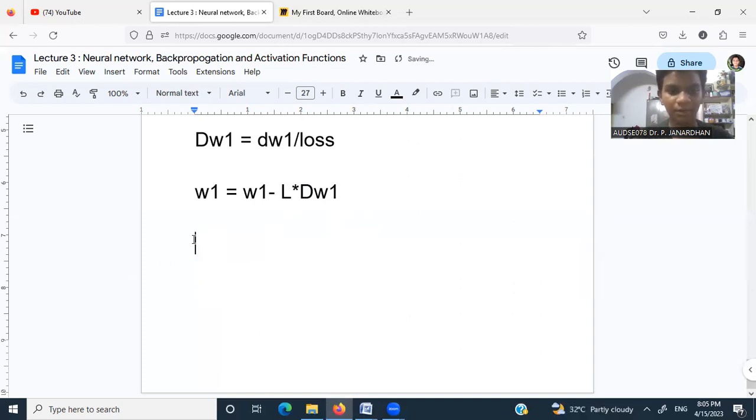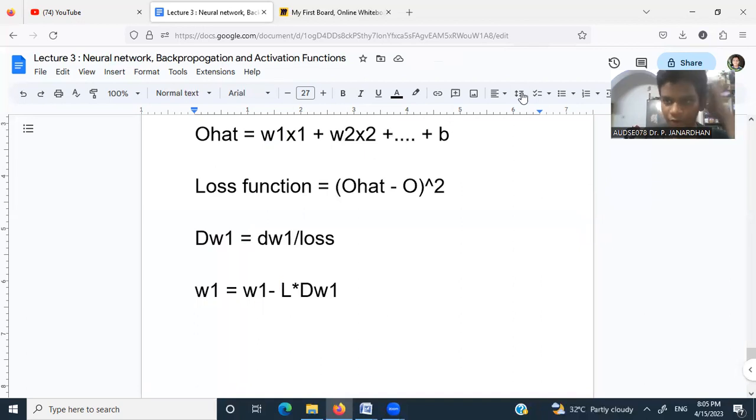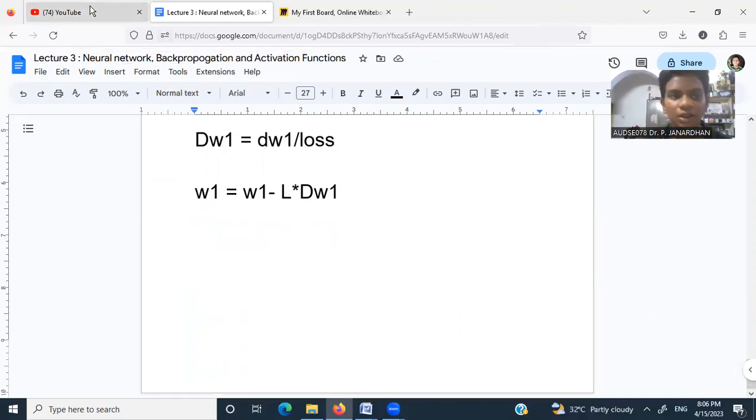So that is how we'll update w1. The same thing is going to happen to all the parameters w1, w2, and b also. So that is the overall optimization function. We are just going to update w1 by subtracting a derivative from w1, and how big the change should be is determined by this learning rate. We can set the learning rate to whatever number we want, and maybe in the future I'll elaborate on this learning rate too.